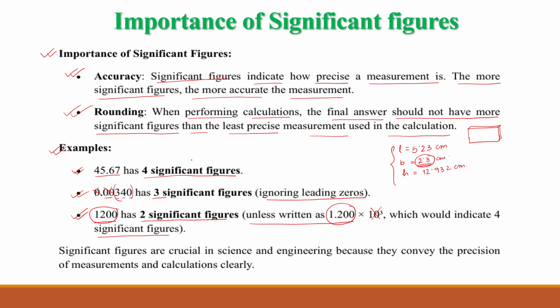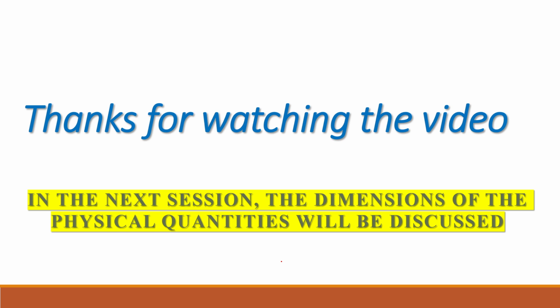So significant figures are necessary for the accuracy of measurement, as well as for the precision and reliability behind it. Significant figures are crucial in science and engineering because they convey the precision of measurement and calculation clarity.